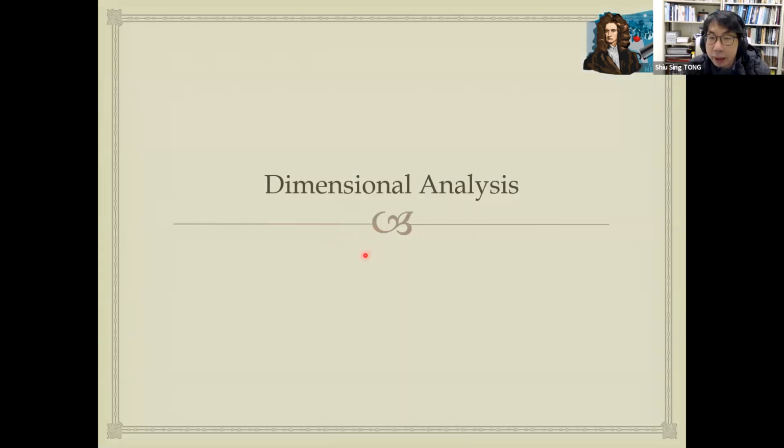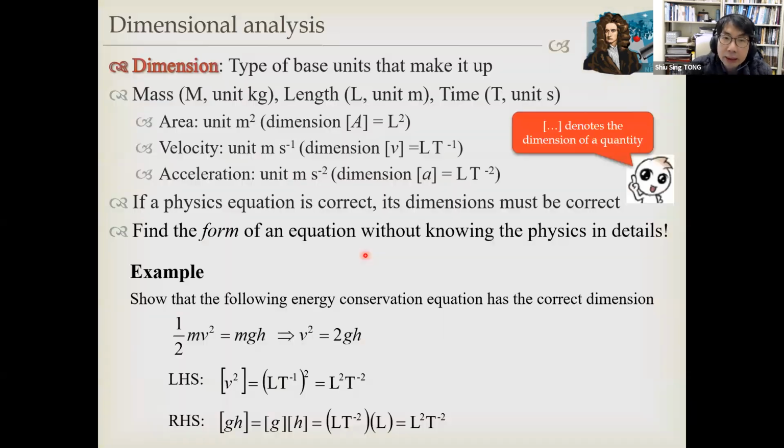Now I'm going to teach you another interesting method called dimensional analysis. So what is a dimension? The dimension is a type of the base unit that makes up a physical quantity. As we say, mass has a unit kilogram, length has a unit meter, and time has a unit second. So mass has a dimension of M, length has a dimension of L, and the dimension of time is denoted by T. So M, L, T denote the dimension of mass, length, and time respectively.